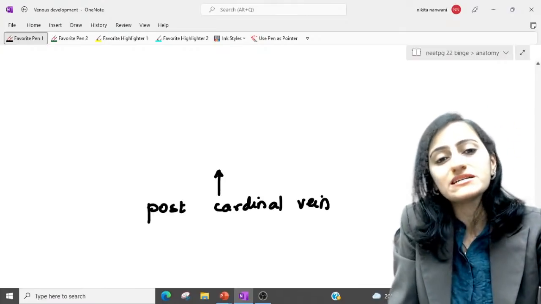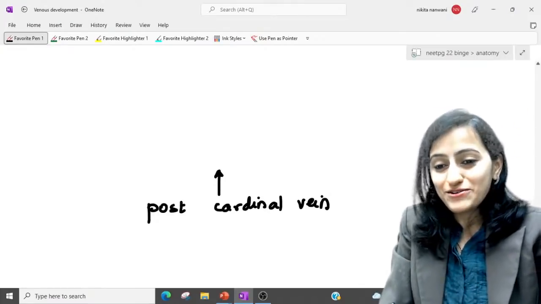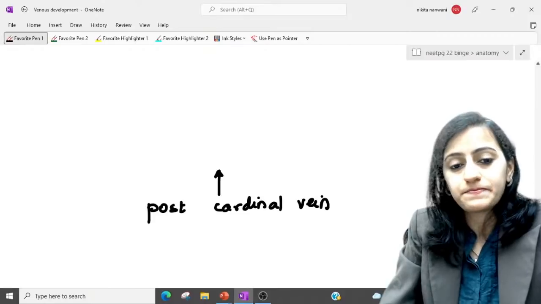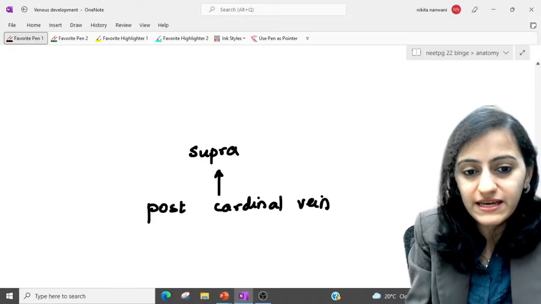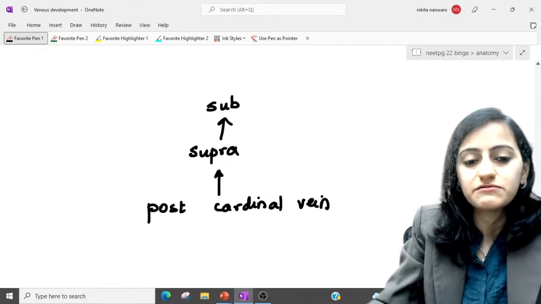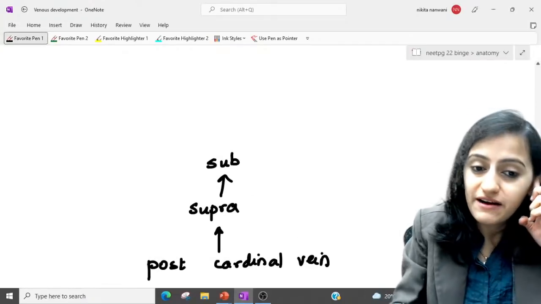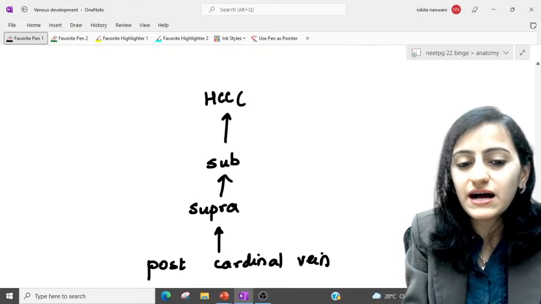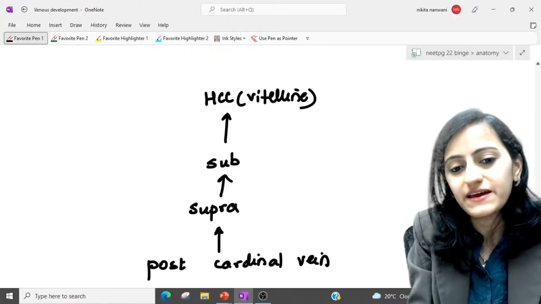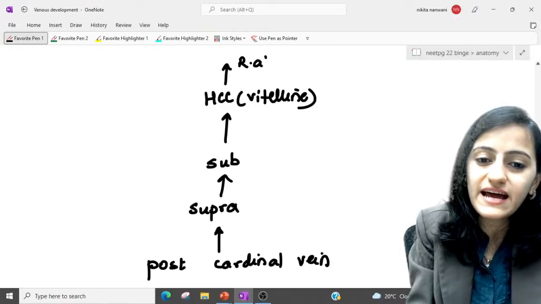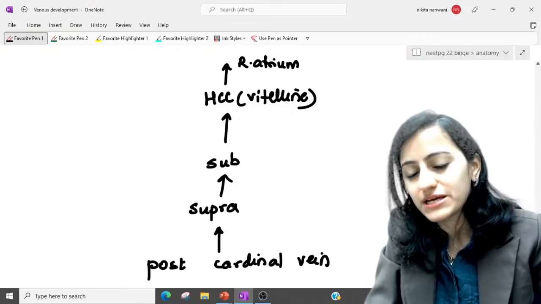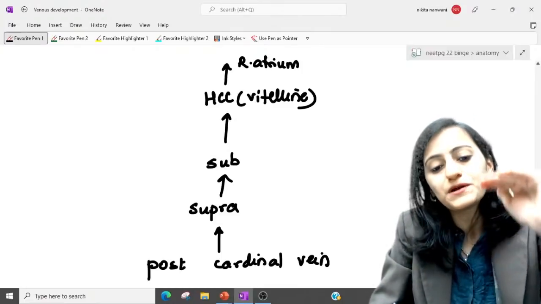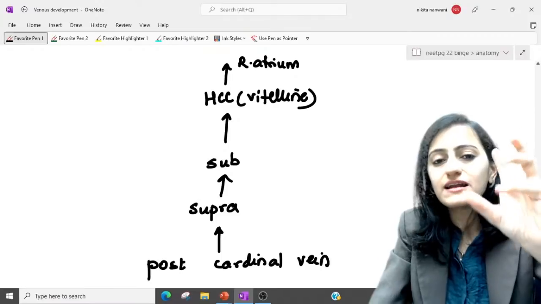What comes above the posterior cardinal vein? Someone who has read the venous development, what comes above the posterior cardinal vein? You have the supracardinal vein. Then you have the subcardinal vein. Okay, you have the supracardinal, you have the subcardinal, and then you have the liver part, that is the hepatocardiac channel. That is basically your vitelline vein that we spoke about. And then you have the right atrium into which the IVC drains. Remember, it is posterior, supra comes first. Rather, below is supra, then is sub, then is the liver part, and then is the right atrium.